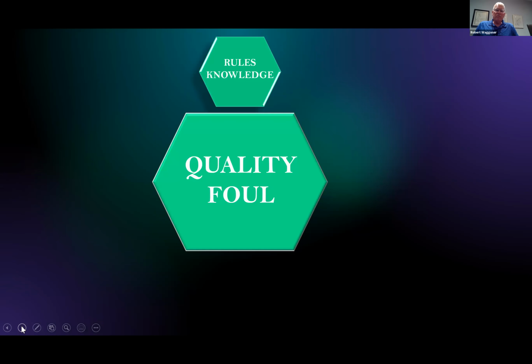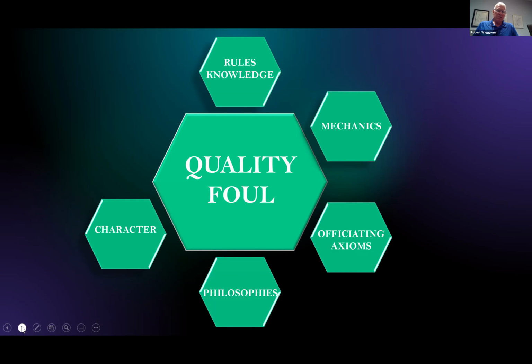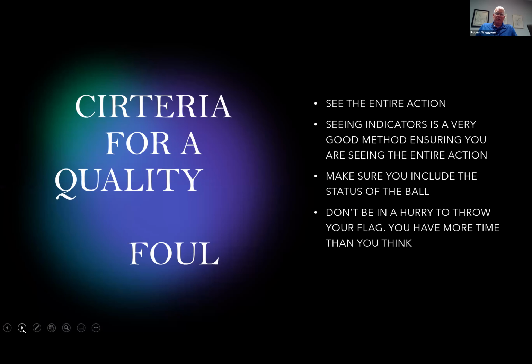So if you look at a quality foul and the six things that we just talked about, all those things help in making decisions and your decision-making process of whether or not you have a quality foul. It's important that you understand that if you can improve rules knowledge by 1%, get better at mechanics by 1%, understand philosophies by 1%, all that adds up. You just improved your quality of officiating, your quality fouls.